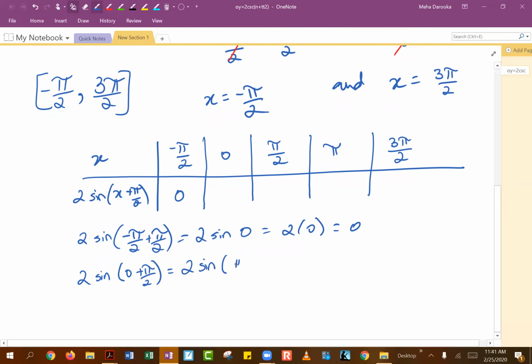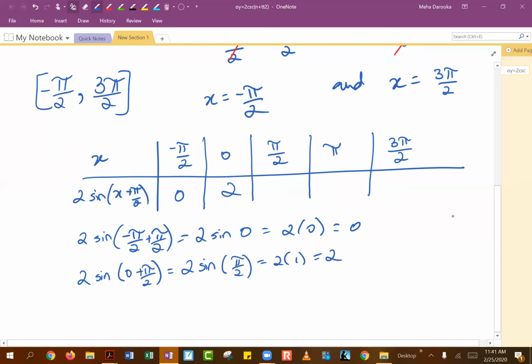So 0 plus pi halves will be pi halves, right? And pi halves is what angle? 90 degrees. So what's the ordered pair at that point? 0, 1. So what is sine? 1. Yeah, so it would be 2 times 1, which is 2.